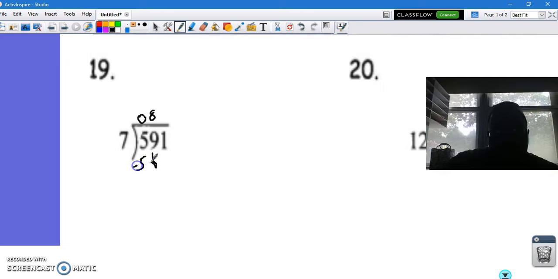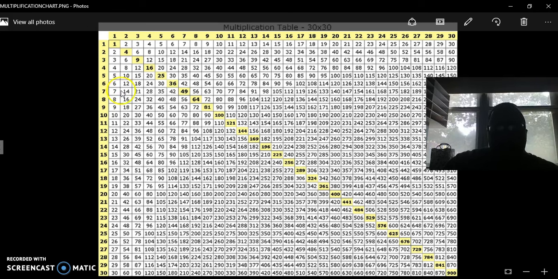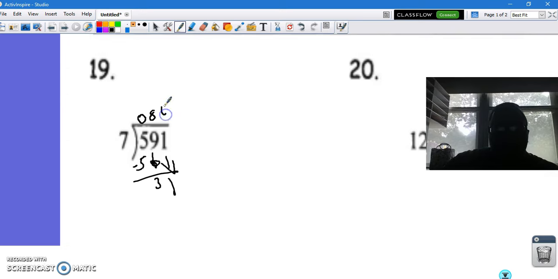And now I can subtract. That's a 6. Don't make fun of my handwriting. If I subtract, I have 3 left over. Now I'm going to bring down my 1. 7 goes into 31. Not sure? Take a look again. 7. 35 is too big. I'm going to have to go with 28, which is 4. 7 times 4 is 28. And now I can subtract. 28, 29, 30, 31. I have a remainder 3.